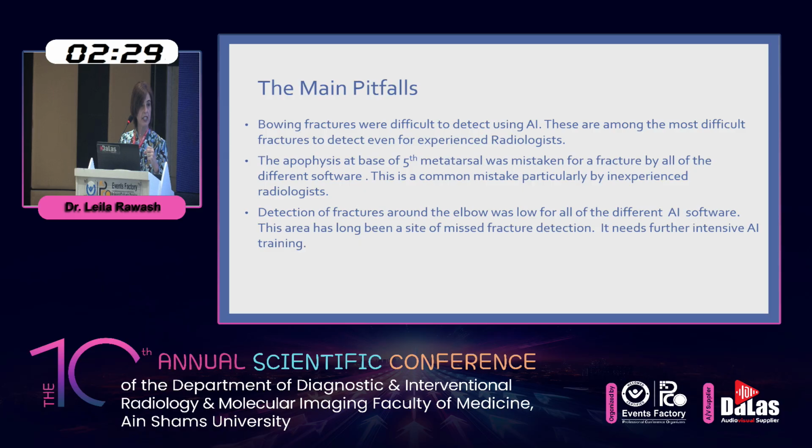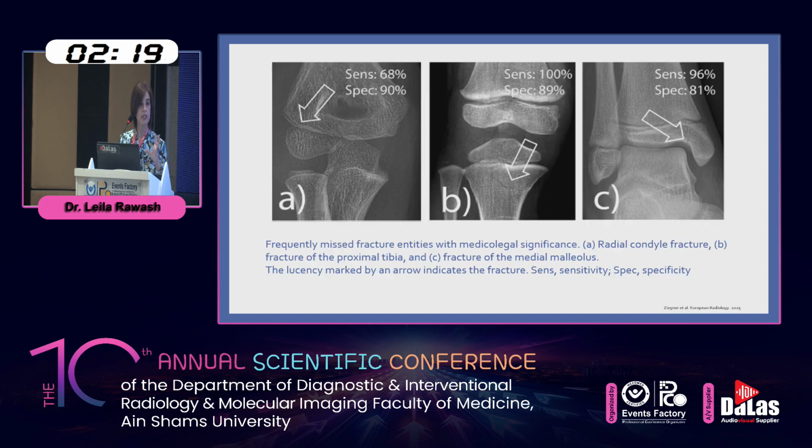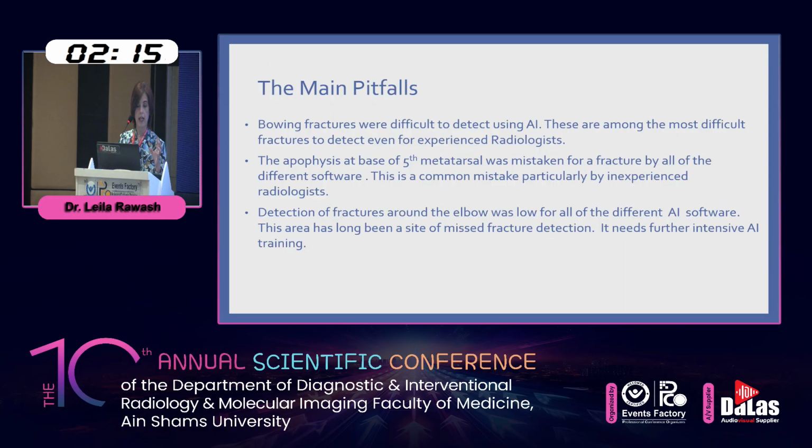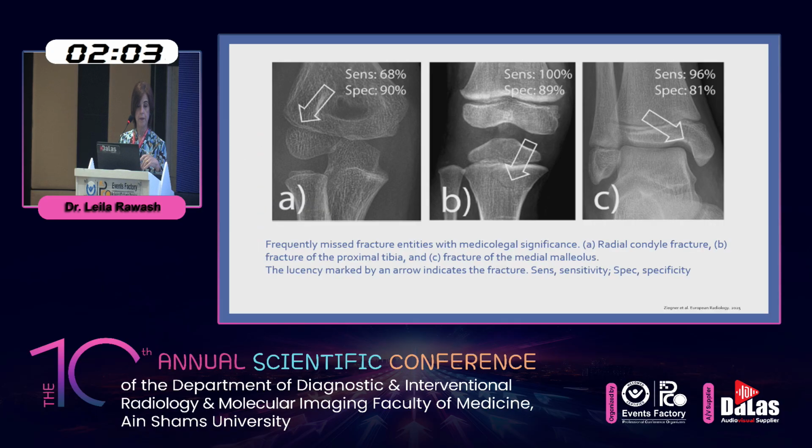With the bowing fractures, they miss it, okay? But these are difficult even for experienced radiologists. The apophysis of the fifth metatarsal, that's a lot, and that is a common mistake by inexperienced radiologists as well. And detection of fractures around the elbow is a big problem with AI as well, okay?